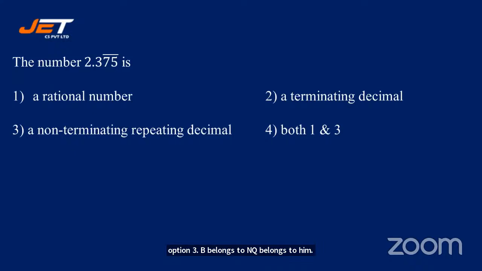The number 2.375 is dash. A rational number, a terminating decimal, a non-terminating repeating decimal, or both 1 and 2. Yes. Quickly give me your answer.